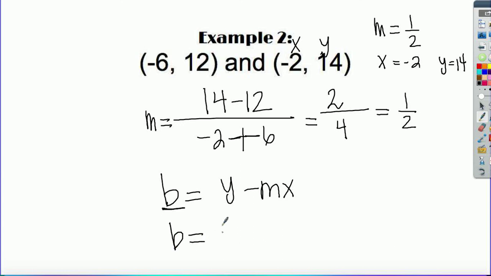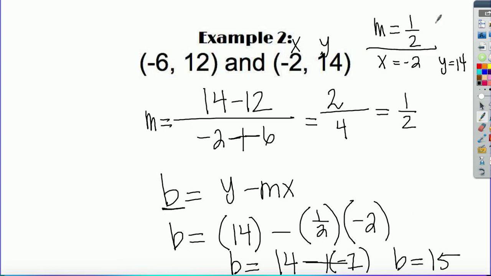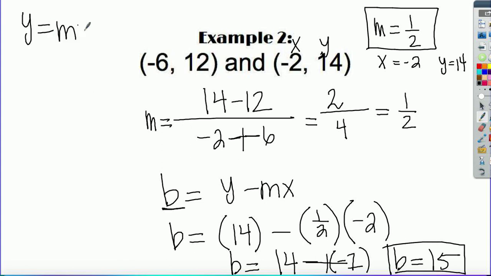So b is equal to y, which is 14, minus m, which is 1/2, times x, which is -2. Once again, I have to do the multiplication piece first. So b is equal to 14 minus 1/2 times -2 is -1. 14 minus -1 is like 14 plus 1. So b is equal to 15. We have our slope. We have our y-intercept. So we need to plug them into y equals mx plus b to write the equation of the line. So y is equal to 1/2 x plus 15.